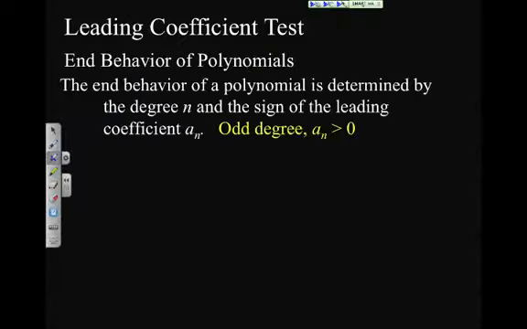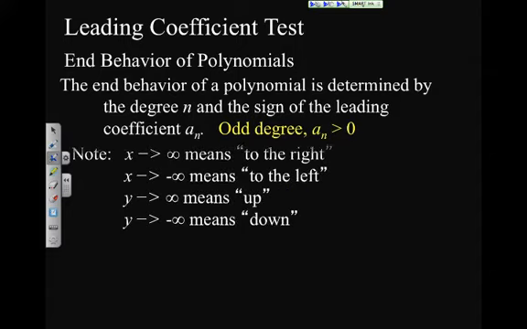So the next thing we want to talk about when we look at polynomials is the leading coefficient test. And this test determines what happens at the ends of polynomials. And the end behavior of a polynomial is determined by looking at 2 things. The first thing is its degree, which is n in that standard form, and also the sign of the leading coefficient, a sub n. So the first thing we want to look at is an odd degree where n is greater than 0.